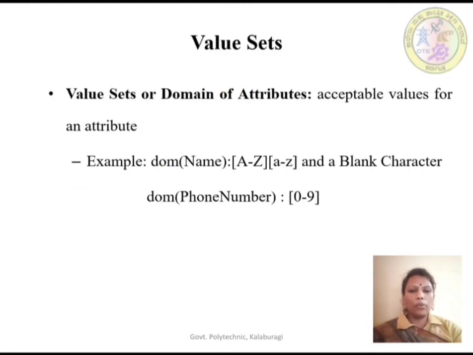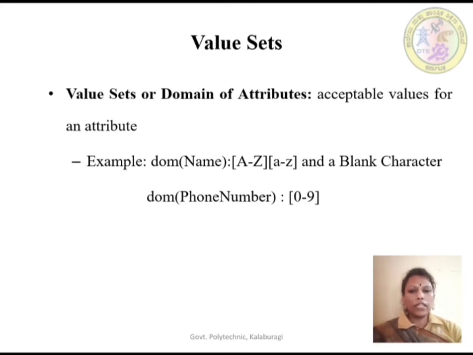That is value sets. Value sets are also called the domain of attributes. These domains are the acceptable values for an attribute. They are mentioned during the database schema design itself. Remember in the first session I told you, while creating a schema we need to specify the data type and also the size of an attribute. So the data type and size completely belong to the domain of the attribute.